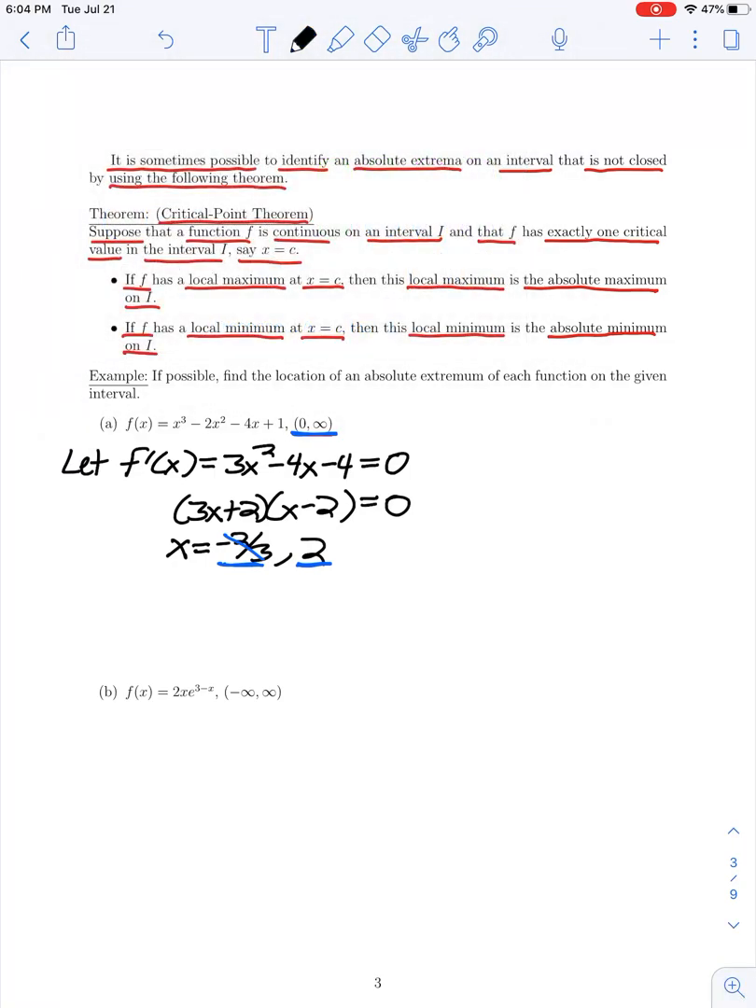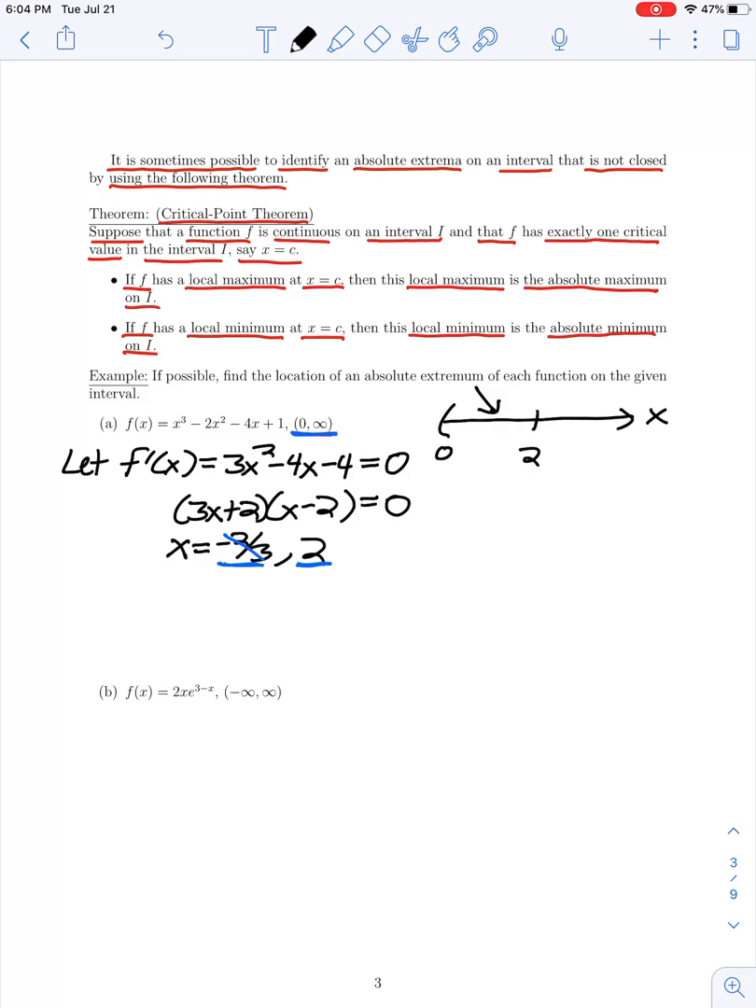So to determine whether we have a local extremum, we could make use of the first derivative test. Here we're considering the interval from 0 to infinity, and we had a critical value of 2. To determine the sign of the derivative to the left of 2, we could choose x equal to 1. If we substitute 1 into our derivative, we would have 3 minus 8, which is negative. So our function would be decreasing on that interval.